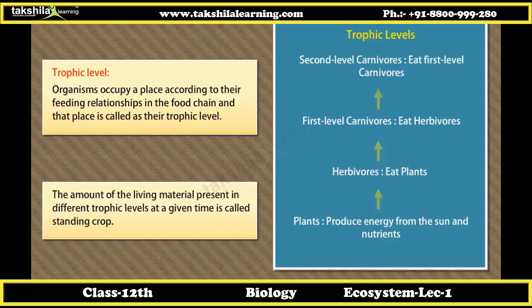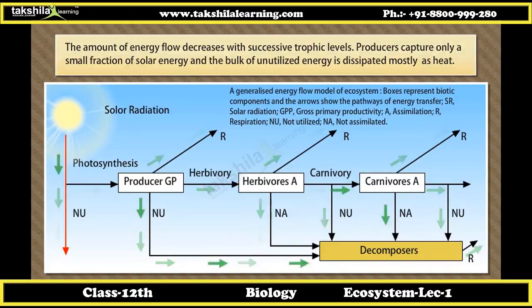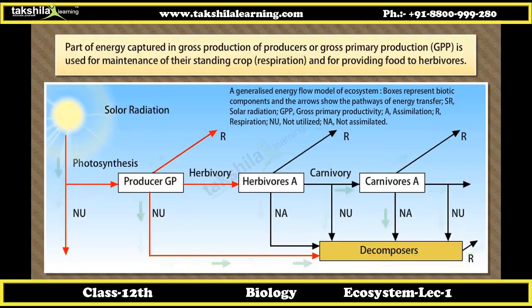The amount of living material present in different trophic levels at a given time is called standing crop. The amount of energy flow decreases with successive trophic levels. Producers capture only a small fraction of solar energy, and the bulk of unutilized energy is dissipated mostly as heat. Part of energy captured in gross production of producers, or gross primary production (GPP), is used for maintenance of their standing crop, respiration, and for providing food to herbivores.